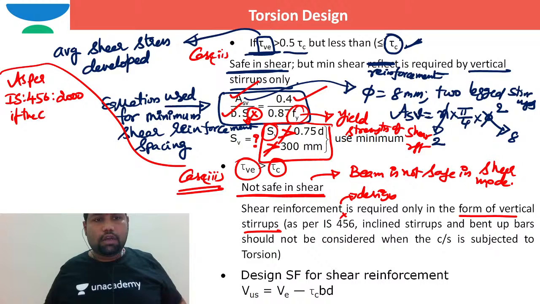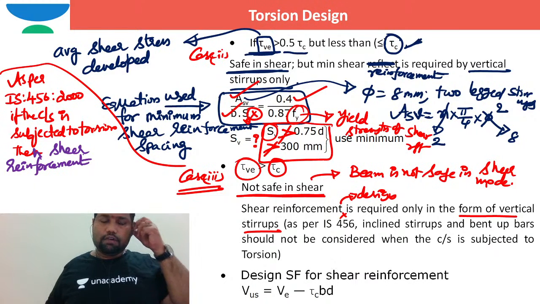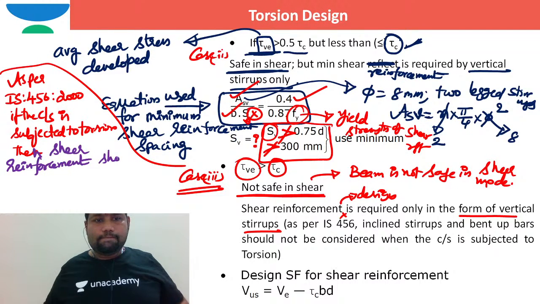If the cross section is subjected to torsion, then shear reinforcement should be in the form of vertical stirrups. Why only vertical stirrups?